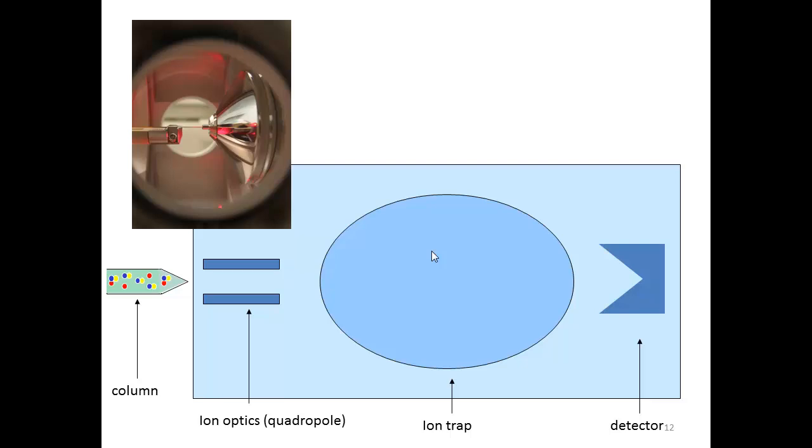So again, here's just the highlight. This is a column that has about 100 micron or maybe 75 micron inner diameter. It's placed very close to an inlet which is both charged and heated, and peptides elute from here at nanoliters per minute. It's going to inject peptides into the mass spectrometer.